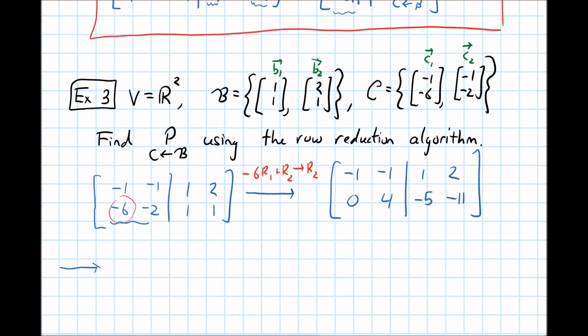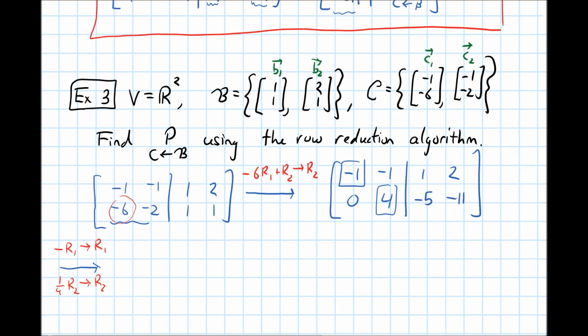So I know where the pivots are. I know the -1 is a pivot. I know the 4 is a pivot. But to put it in reduced form, I know I have to make the pivots become 1. So let's multiply the first row by -1 and insert that into the first row. And the second row, let's multiply by 1/4.